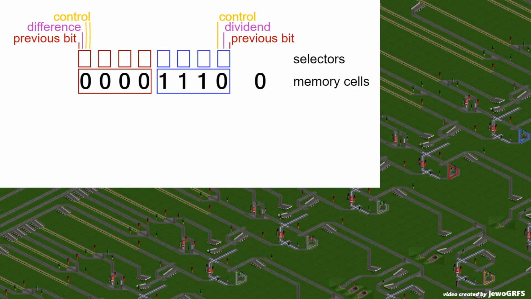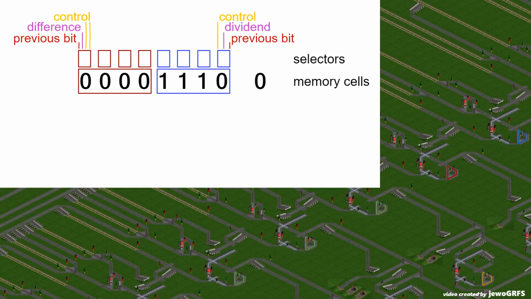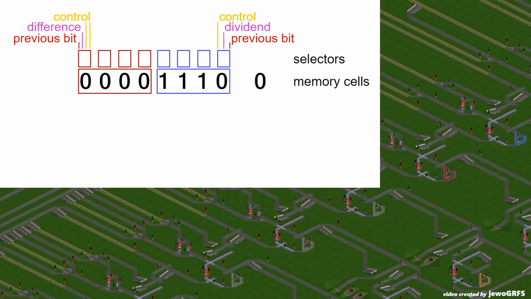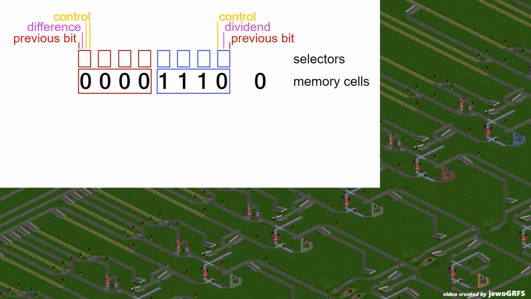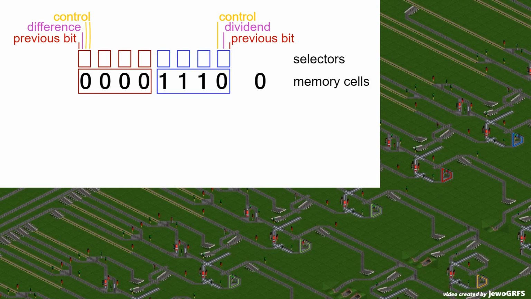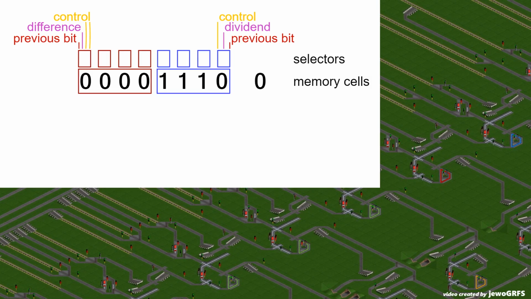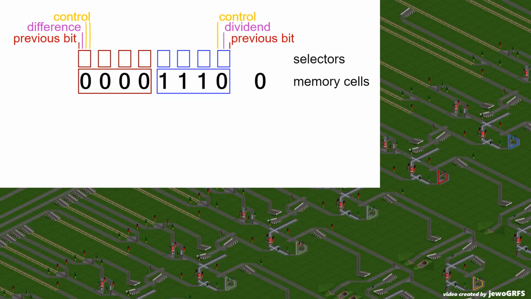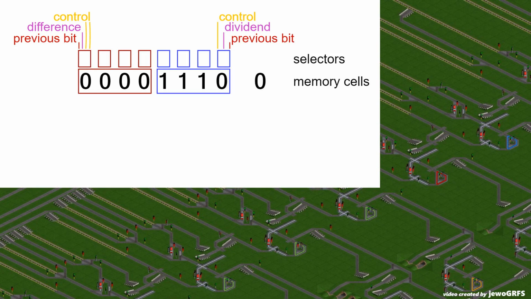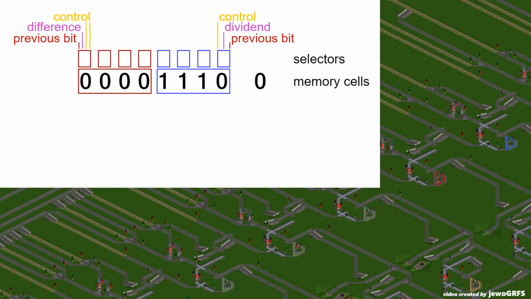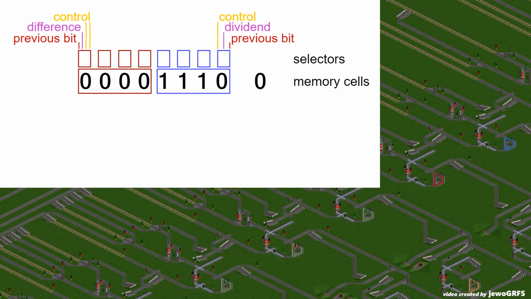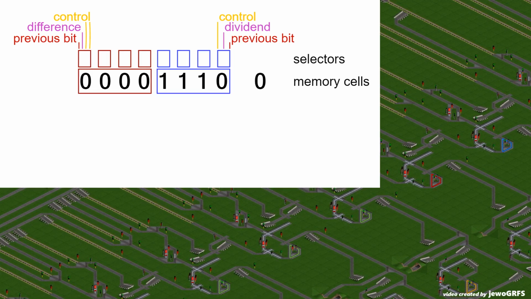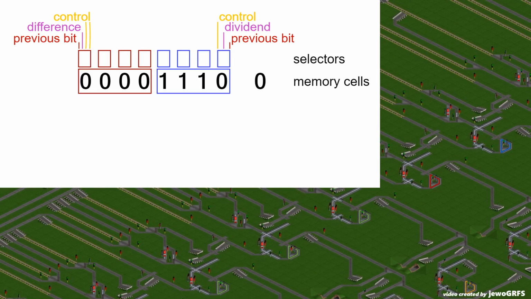And in addition, for the blue one, we need one line of control that will control what we want to do. For example, if it's initial stage, it is going to be 1 at the control, and that will tell the selector that I want to load the dividend. And if it's 0 as a control, it will mean for that blue selector that I want to just shift those values.